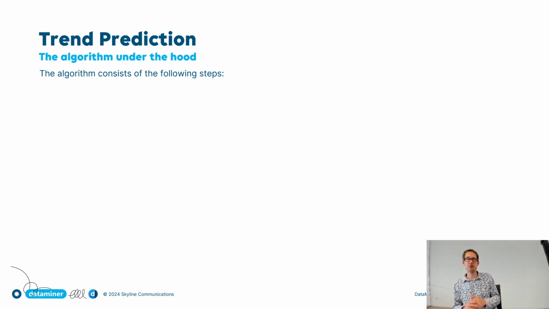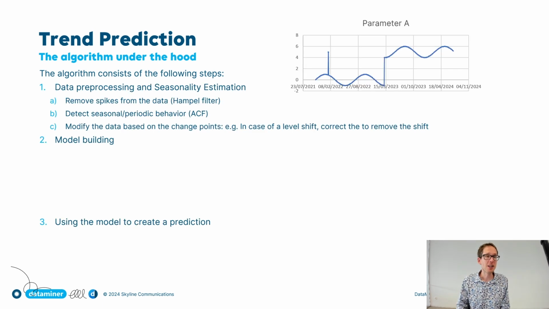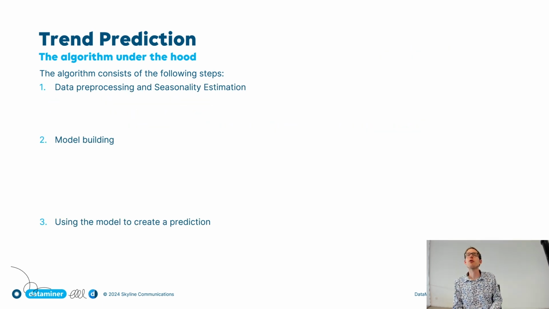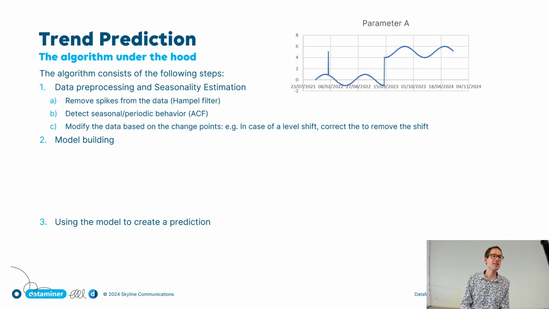And this slide is not for the faint of heart. The prediction algorithm that we use consists of three different steps. The first step is the data pre-processing and seasonality estimation step. The second step is the model building step. And finally, we use that model to create our prediction. All right, what does this data pre-processing and seasonality estimation step entail?